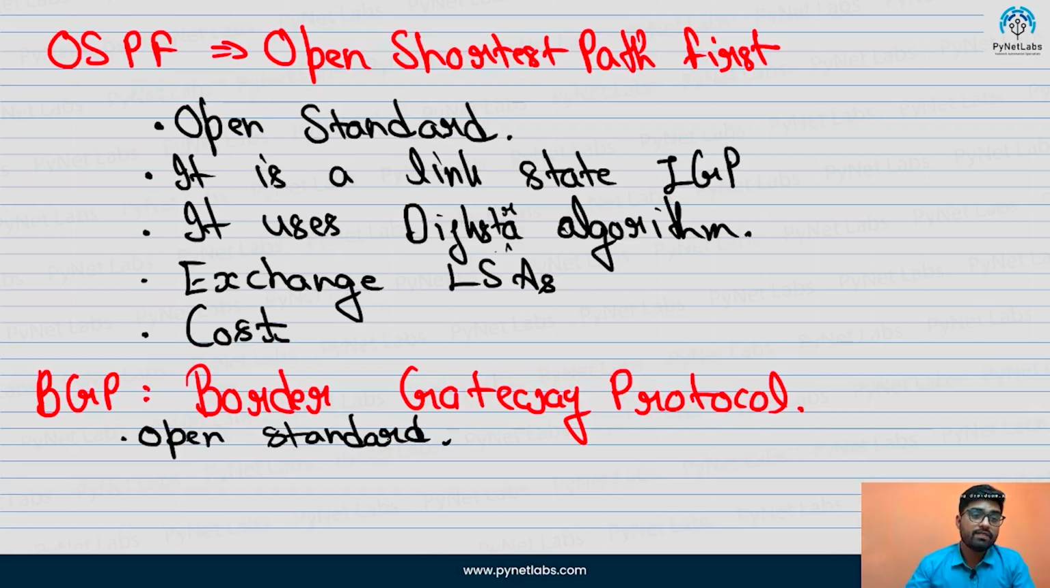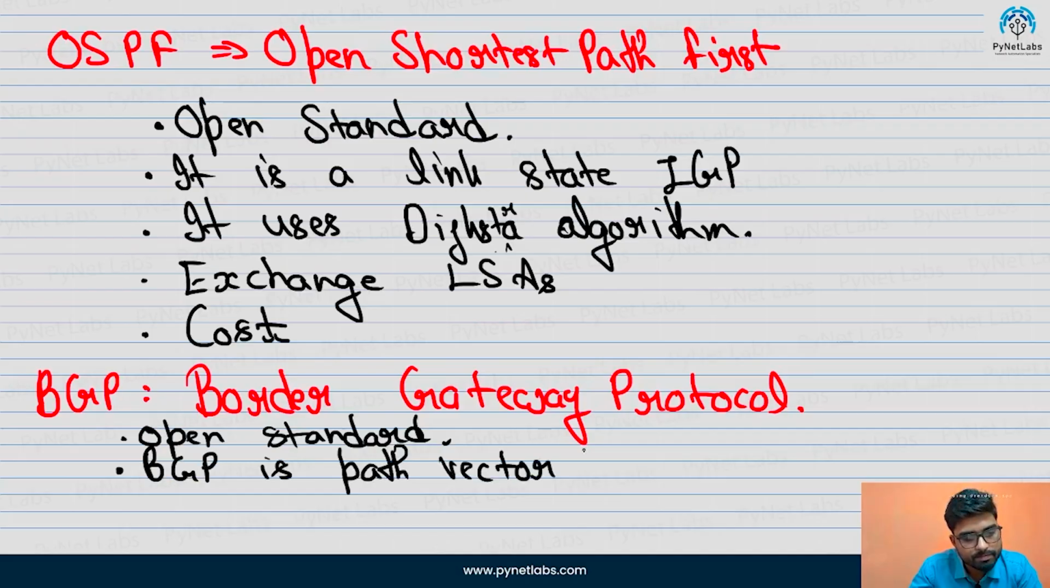As OSPF is a link state routing protocol, in the same way, BGP is a path vector routing protocol, an EGP. Now you guys are aware of IGP, but what is EGP? EGP is basically an exterior gateway routing protocol. IGPs are those routing protocols which are used inside an organization, but EGPs are those which are used between the organizations. So when you want to connect the routers of different autonomous systems, there you have to use these EGP protocols, meaning exterior gateway protocols. So BGP is also one of those.